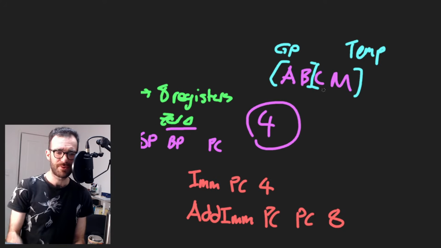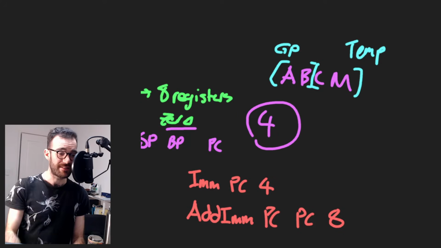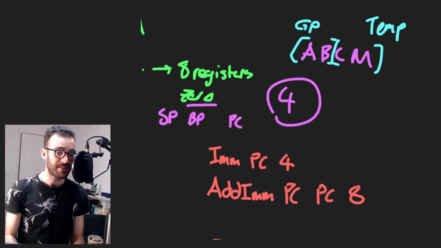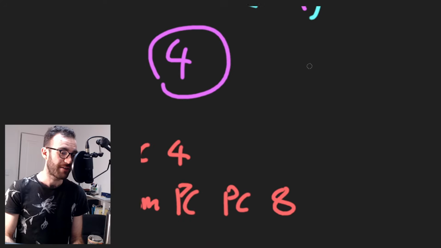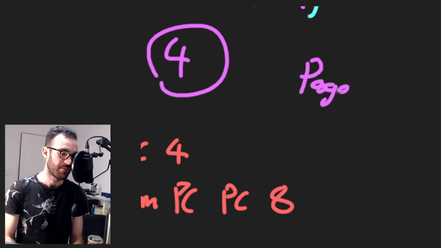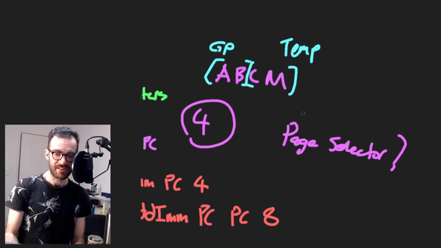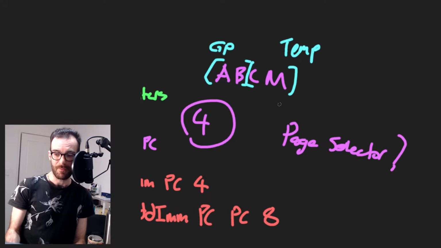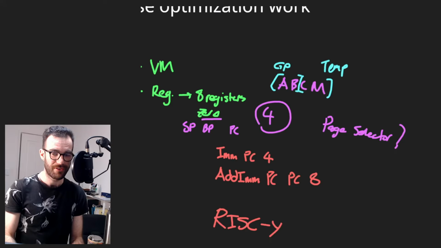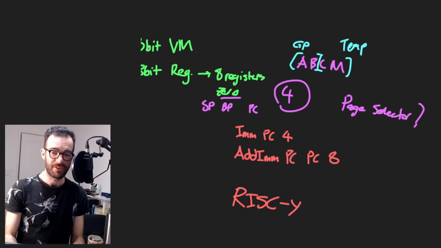That kind of sucks. It means we do a lot of stuff on the stack. The other interesting thing about this is it's actually not enough registers, because in theory, we should have a page selector sometimes. This is 1 register. It's supposed to be the M register, M for memory. So this is a bit of a problem. We don't have enough registers.